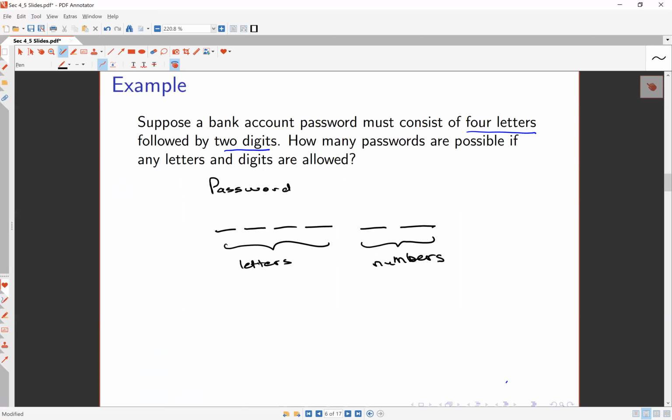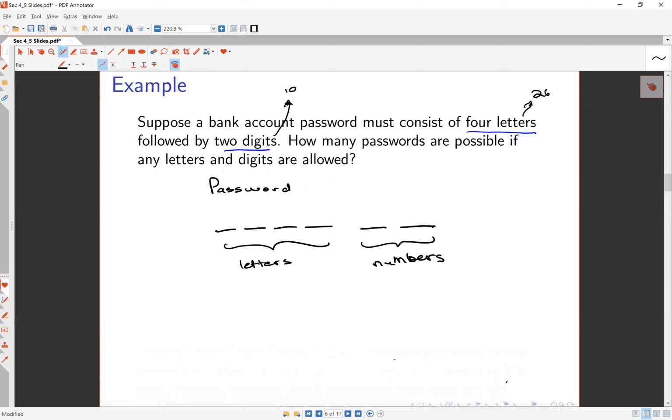Now, let's just assume this bank is based in the US, and so we are working with the standard alphabet, right? And so how many letters are there in the alphabet? Well, there are 26 letters. And how many digits are there if we're choosing a number? Well, it could be 0 through 9. So there are 10 possible digits.